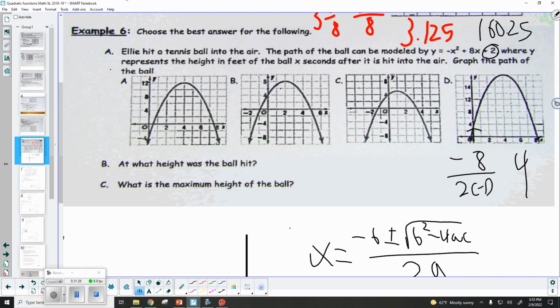Mm-hmm. I really like problems like this, but usually, I mean, tennis players make such an awful racket.